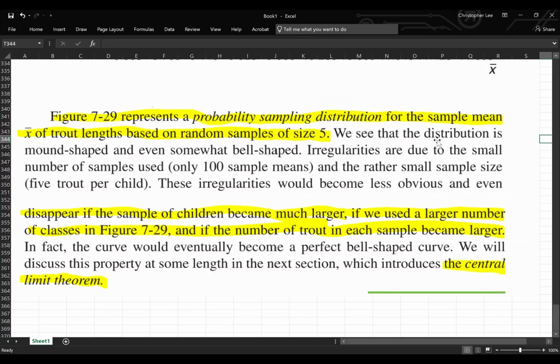If we use a larger number of classes in figure 7.9, and if the number of trout in each sample became larger, in fact, the curve would eventually become a perfect bell-shaped curve. We will discuss this property at some length in the next section, which introduces the central limit theorem. All right.